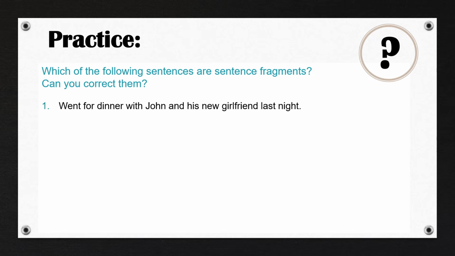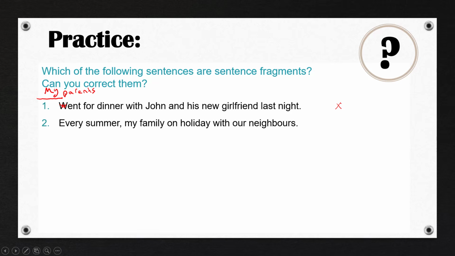This is a sentence fragment, so we have to fix this sentence. What are we missing here? We have the verb went, but we're missing a subject. Who went for dinner with John and his new girlfriend last night? So we need to add a subject. We could say, my parents went for dinner with John and his new girlfriend last night. Of course, we would make the W lowercase.